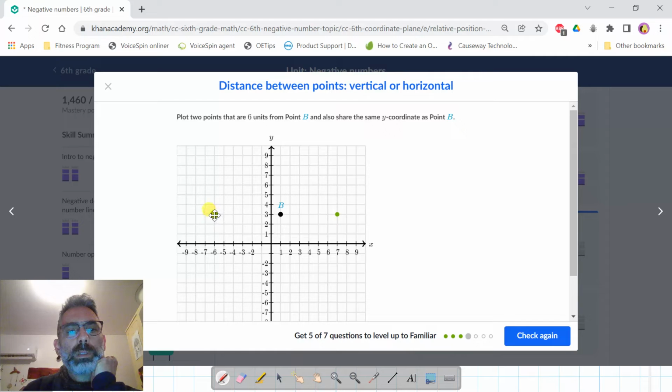The distance needs to be 6 units away. So 7 minus 1 is 6. And 1 minus -5 is 6. The total distance between these 2 points is 6. The distance from 1 to the y-axis is 1 unit, and then we have another 5 units from this point to the y-axis, so in total we have 6 units, and they are the same height and same y-coordinate.